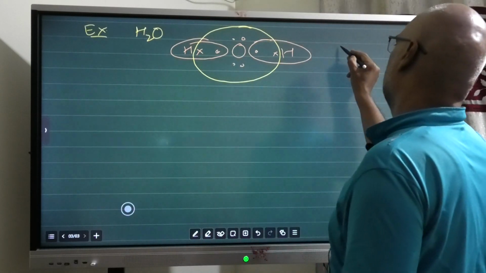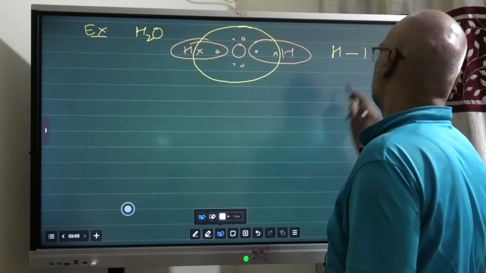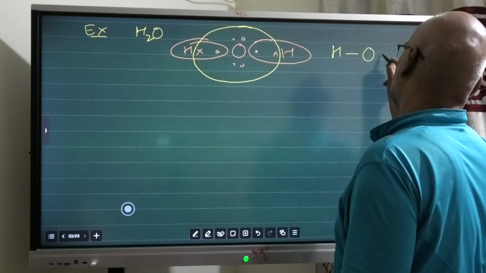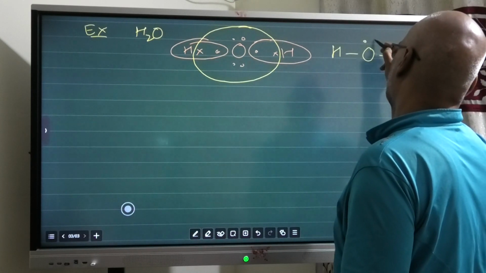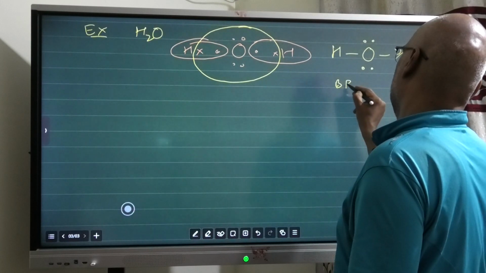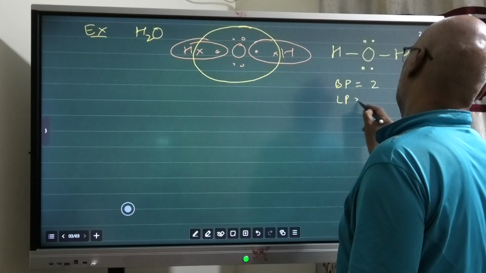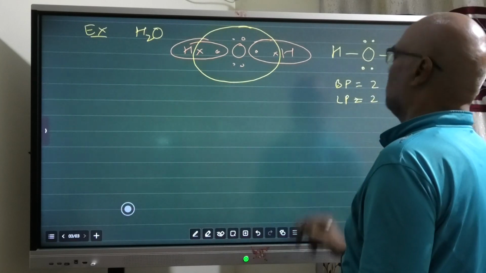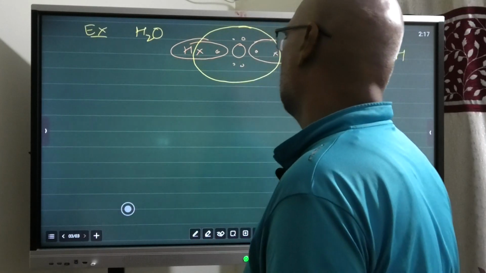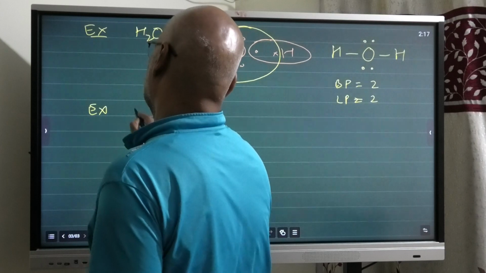So if I draw the bond line structure, it will look like this. Oxygen, hydrogen, and these are the lone pairs. So BP is equal to 2 and LP is equal to 2. So again it is a case of steric number 4. Understood? Now we will take some complex example, say HNO3.